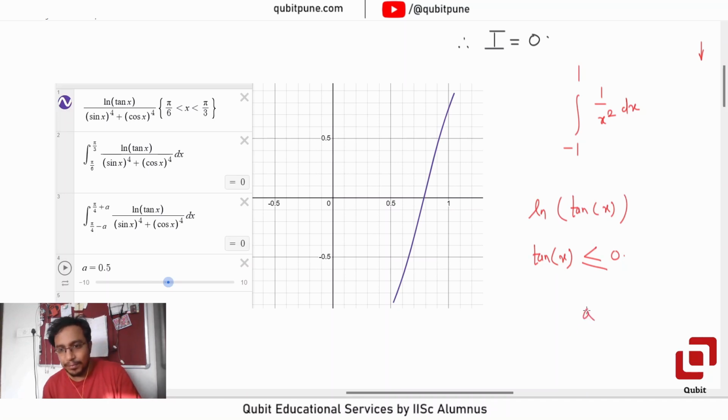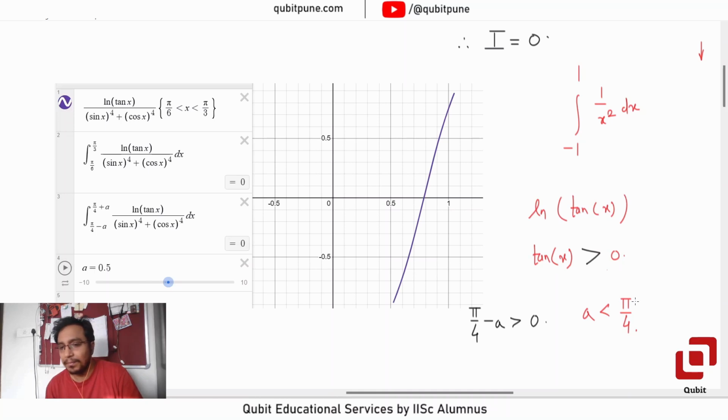So a has to be less than pi by 4. Correct? a has to be less than pi by 4. Otherwise, what will happen? Okay, for the safer side, let me write it like this. tan of x should be greater than 0, only then it will be defined. If you want tan x to be positive, you want the angle to be greater than 0. So that automatically gives you a to be less than pi by 4. Have you understood this?